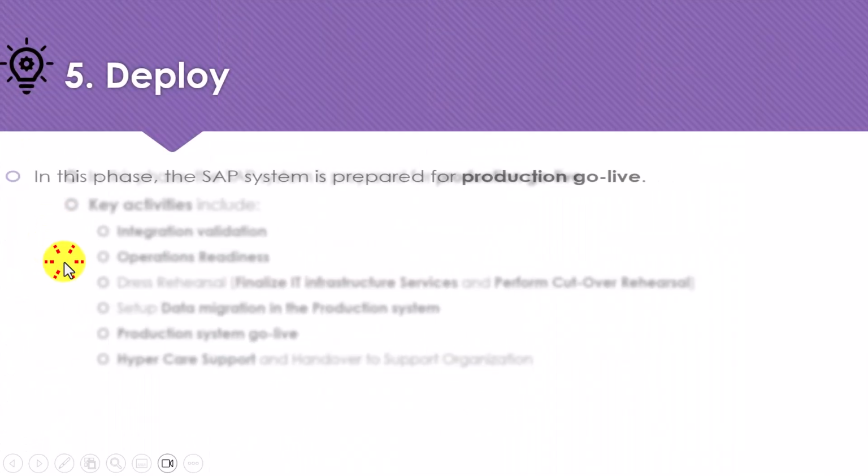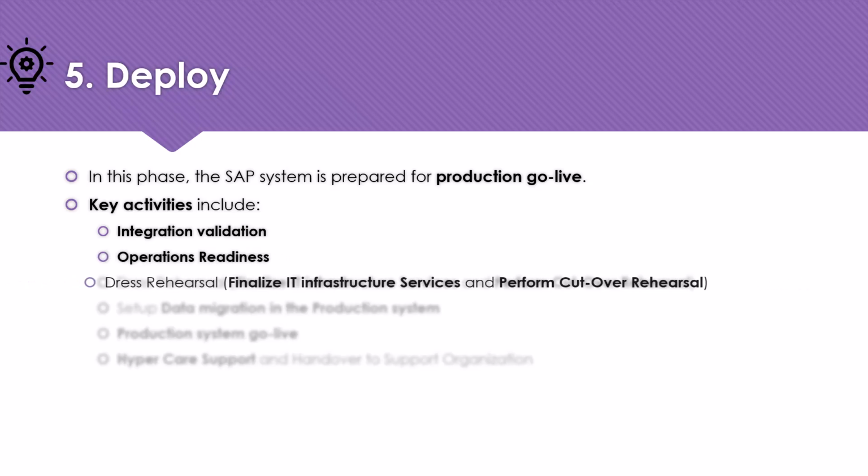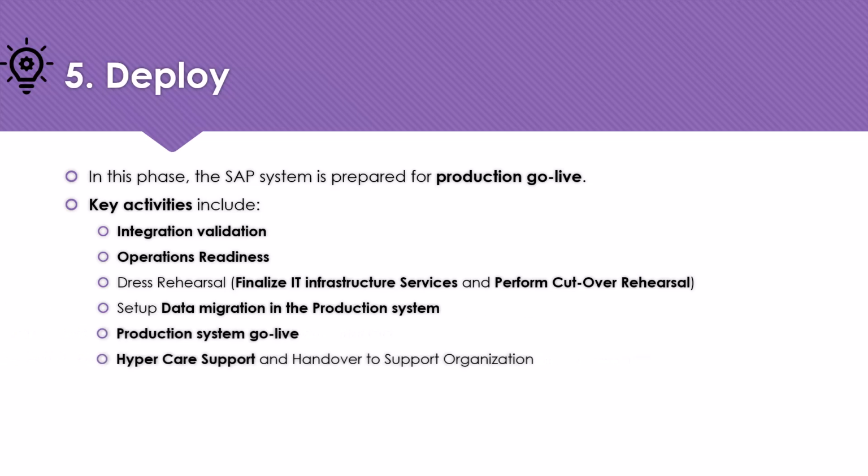The next phase of SAP Activate is Deploy. In this phase, the SAP system is prepared for production go live. Key activities include integration validation, operations readiness, dress rehearsal, that is, finalize IT infrastructure services and perform cutover rehearsal, set up data migration in the production system, go live, and hypercare support and handover to support organization.